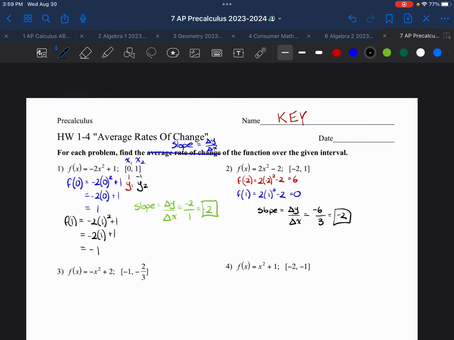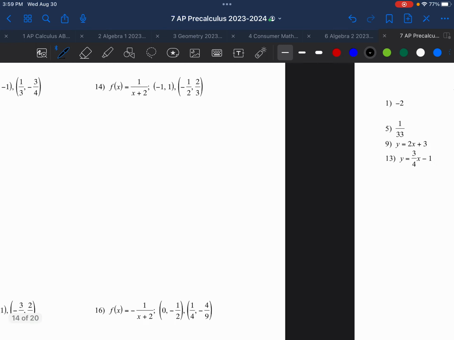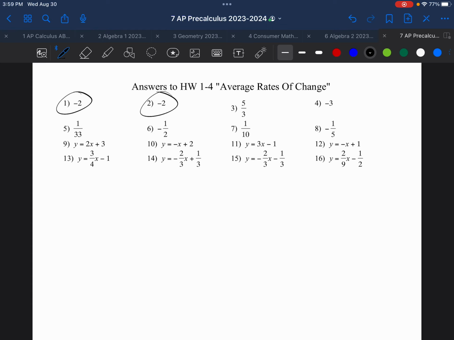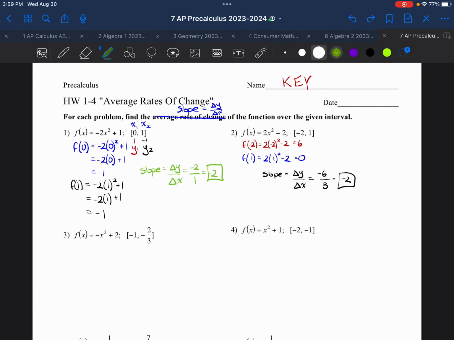By the way, I should be checking my work, but it's kind of hard to flip back and forth. But both number 1 and number 2 are both -2. Let's check our work. I should be highlighting those in green. So come back over here, highlight in green, highlight in green.